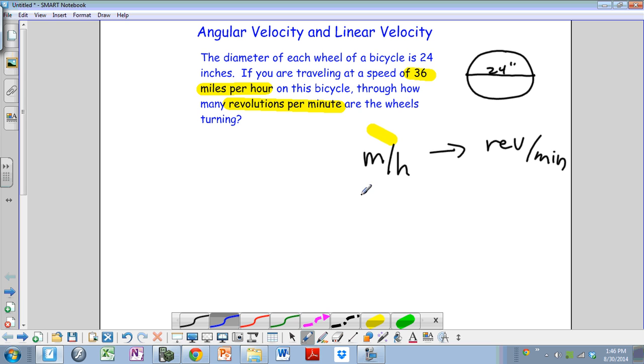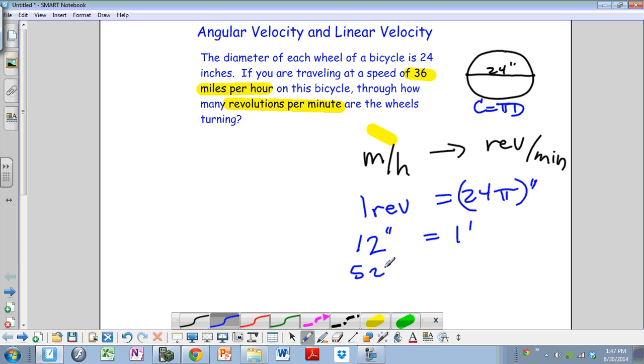The one that I just said is the fact that one revolution equals the circumference of this bicycle wheel. And remember, circumference equals pi times diameter, and this bicycle wheel's diameter is 24 inches. So that would be 24 pi. This is in inches, so we know that one revolution equals 24 pi inches. Remember, we wanted to convert from miles to revolutions, so what we need to do is figure out how many inches are in 36 miles. So let's remember the other conversion factors we need to know, which are that 12 inches equals 1 foot, and 5,280 feet equal 1 mile.